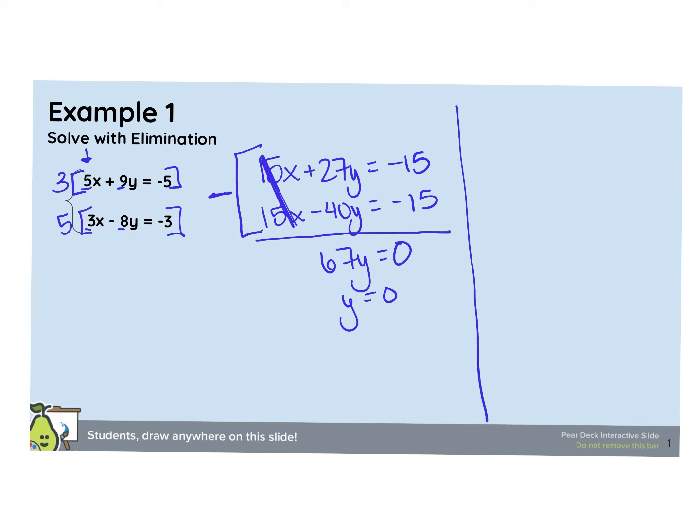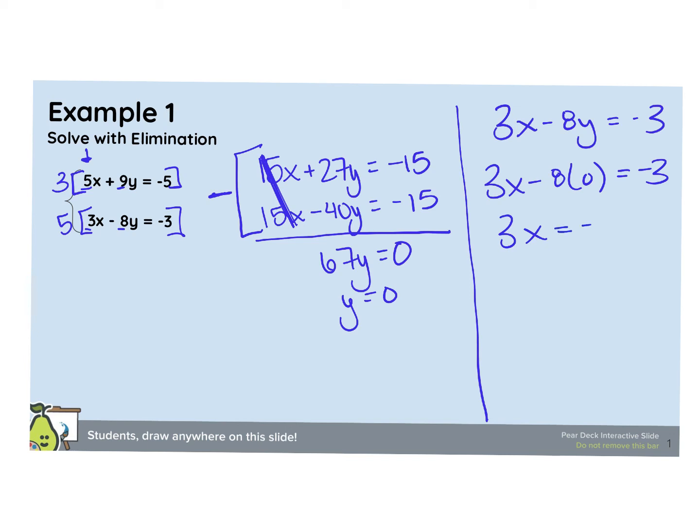Now I'll plug that in to figure out what x is. I guess I'll use the second equation, so I'm going to be working with this one. So I have 3x minus 8. I know what y is. It's 0. So I have 3x equals negative 3, because this is just 0. So x is negative 1. I think the answer is negative 1, 0. We'll check it on the next slide.